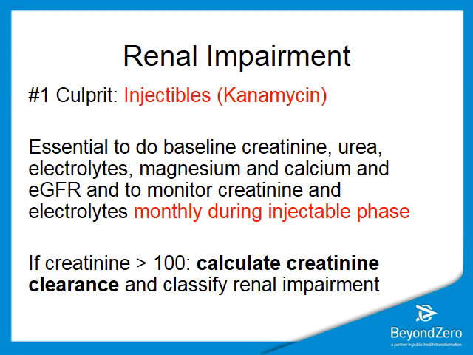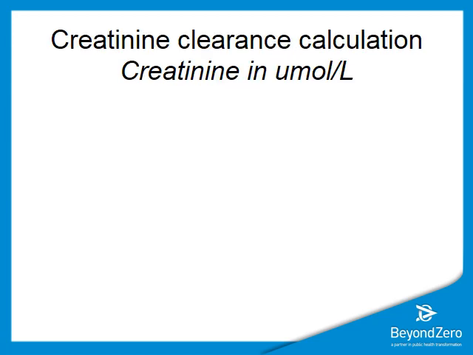As soon as that creatinine is over 100, it's essential to calculate your creatinine clearance and to classify that renal impairment to help you make a decision about what to do next. So let's say a few words about creatinine clearance. Your creatinine clearance calculation is similar to your eGFR calculation. They're all trying to approximate the GFR, and so therefore to be able to see if your particular creatinine level in that particular patient is high or normal.